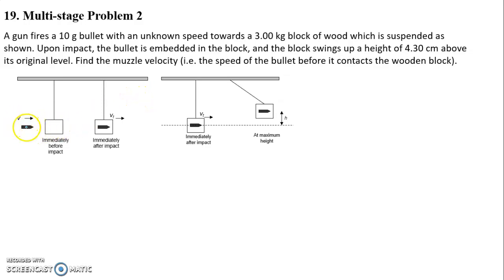So a bullet is shot into the block. The bullet rather is embedded into the block. The block swings up to a certain height, which is given right here. And based on this information, this height, we're supposed to find out how fast the bullet was going initially.